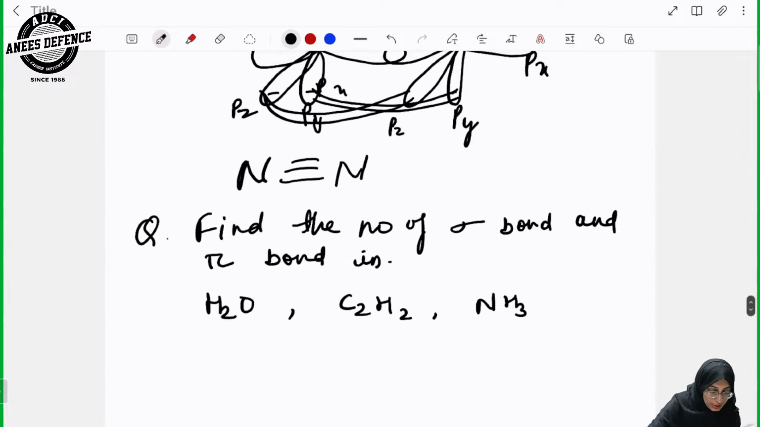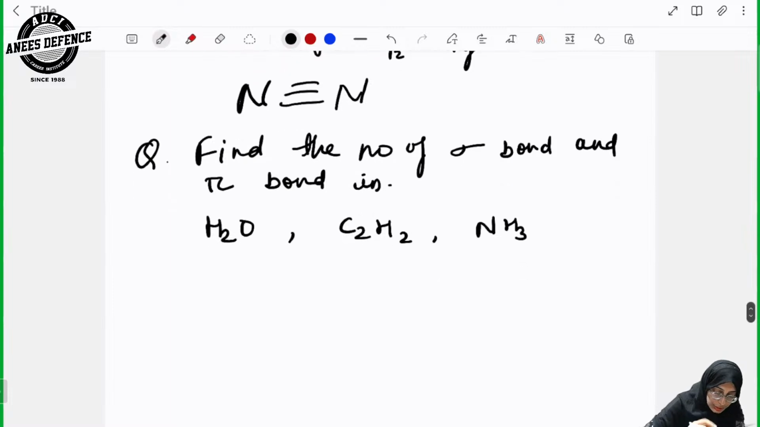Let's see what we have seen. One bond means one sigma bond. If there are two bonds, a double bond means one sigma bond and one pi bond. If there is a triple bond, it means one sigma bond and two pi bonds. Double bond: one sigma, one pi. Triple: one sigma, two pi.